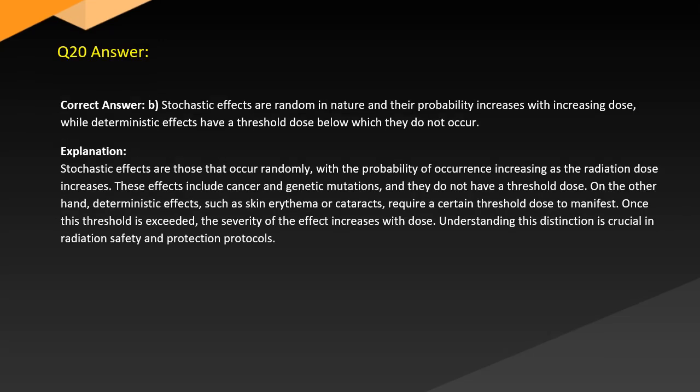Answer. Correct answer B. Stochastic effects are random in nature and their probability increases with increasing dose, while deterministic effects have a threshold dose below which they do not occur. Explanation. Stochastic effects are those that occur randomly, with the probability of occurrence increasing as the radiation dose increases. These effects include cancer and genetic mutations, and they do not have a threshold dose. On the other hand, deterministic effects, such as skin erythema or cataracts, require a certain threshold dose to manifest. Once this threshold is exceeded, the severity of the effect increases with dose. Understanding this distinction is crucial in radiation safety and protection protocols.